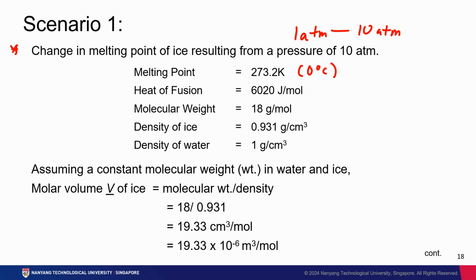So the first thing we need to do is to figure out the molar volume of ice, and we do that by taking its molecular weight divided by its density. Substituting in the numbers, we get 19.33 times 10 to the power of negative 6 meter cube per mole.